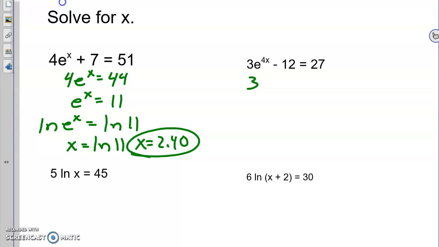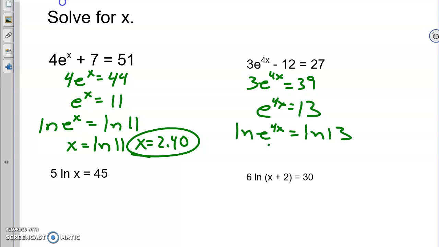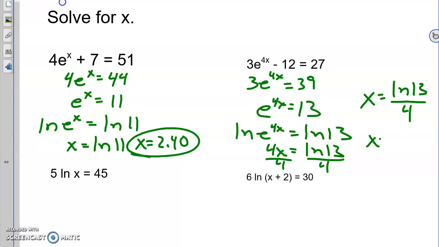Second one, 3e^(4x) equals 39. We're dividing 3 on both sides. e^(4x) equals 13. And I'm taking the natural log of both of them, which leaves me with 4x equals ln of 13. And I have to solve for the x, so I divide both sides by 4. My x is equal to the natural log of 13 divided by 4, and that is 0.64 for my answer.